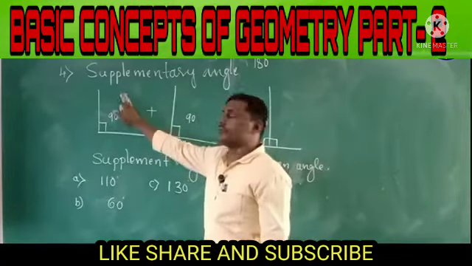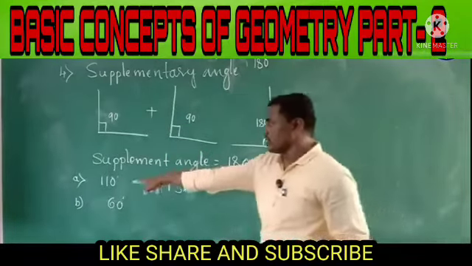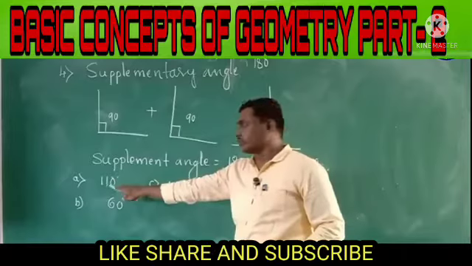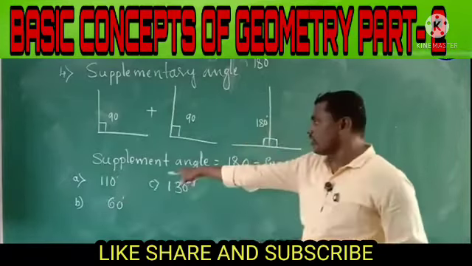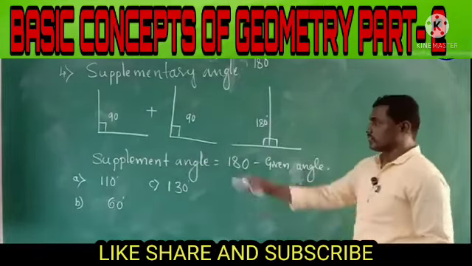By adding these two only, we will get the 180 degree, right? So calculate the supplementary angles. Calculate the supplement angles for the given angles. We already know the formula, right? So calculate one by one.